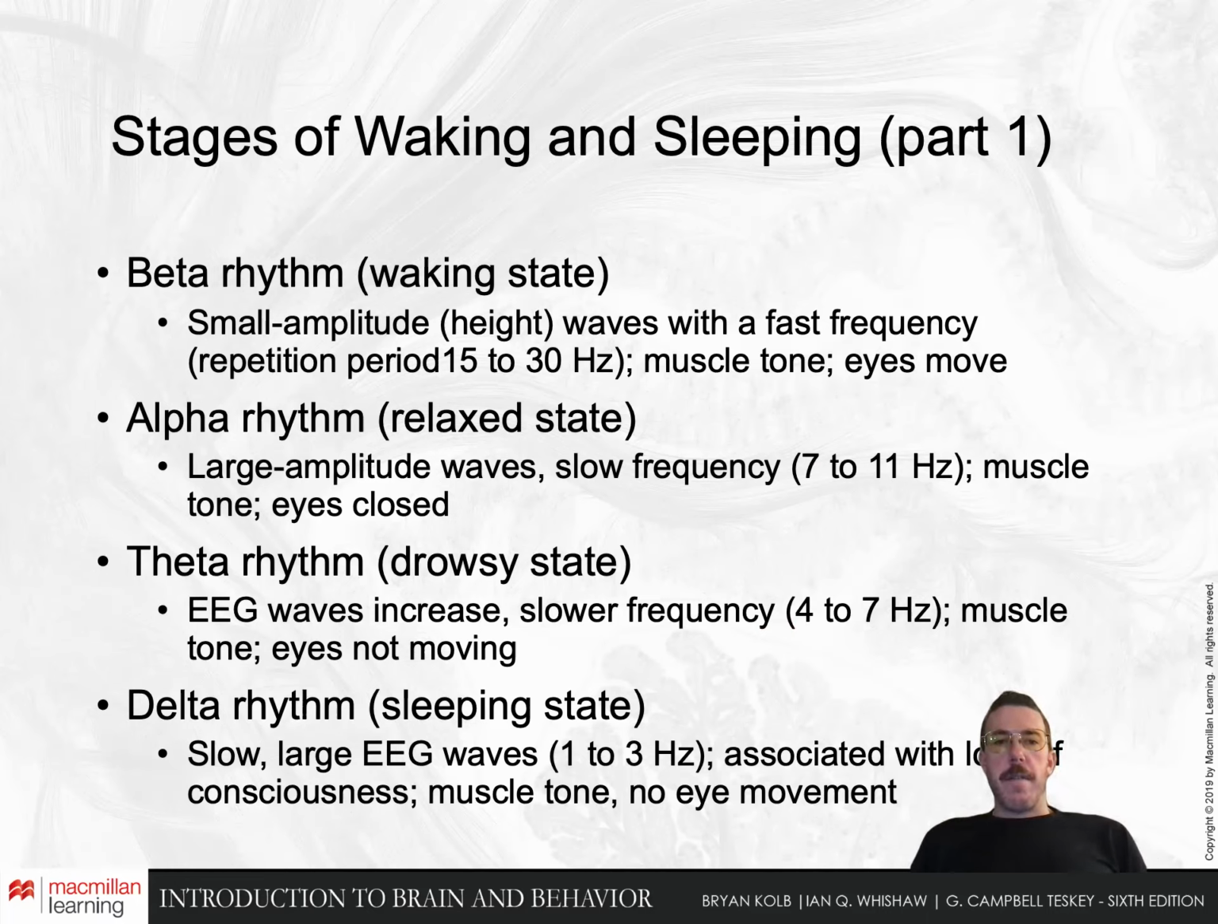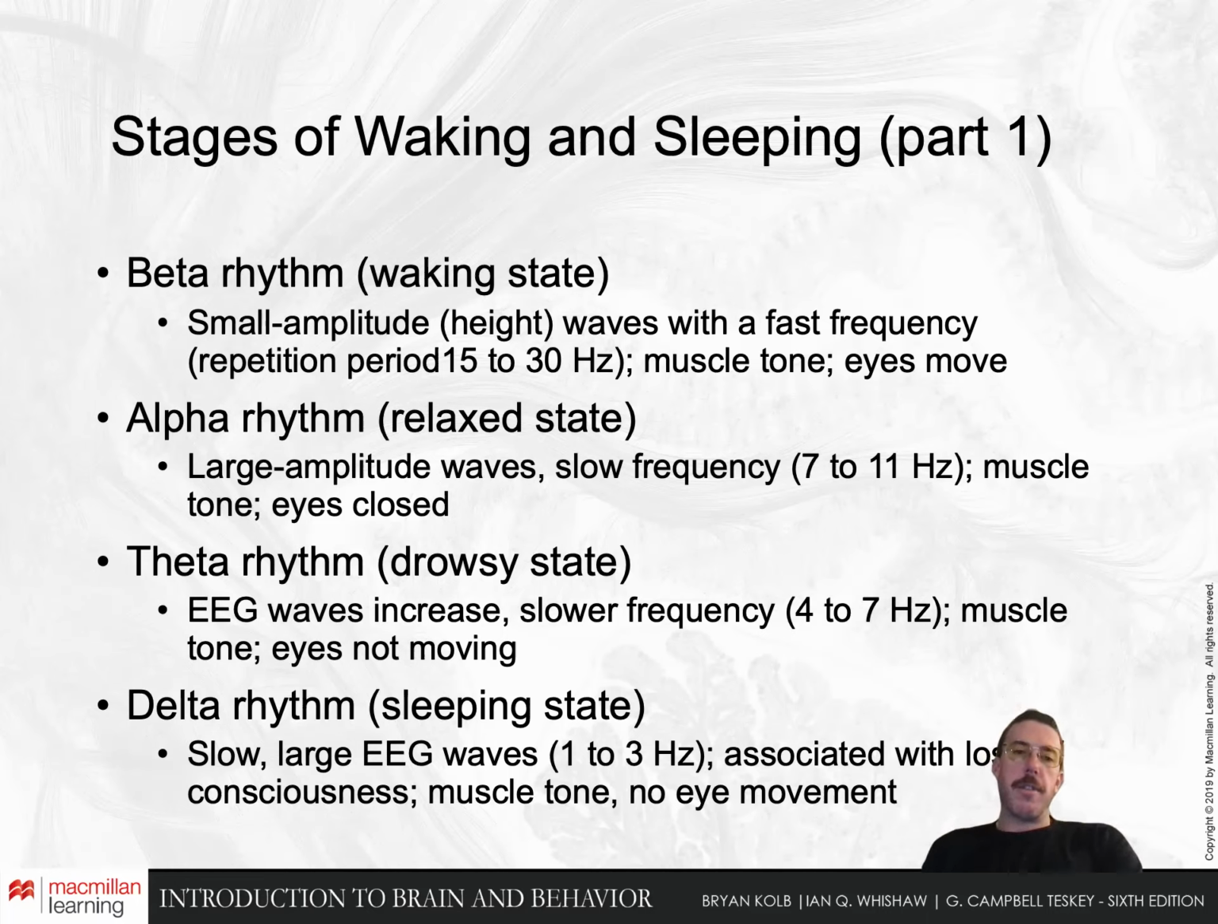As we get drowsy and relaxed, this changes to an alpha rhythm, which has larger amplitude. Sorry, the previous one was small amplitude. The next one, alpha rhythms, are larger amplitude. They're slower in frequency, around 10 times a second, but the muscles are still active, and the eyes are now closed.